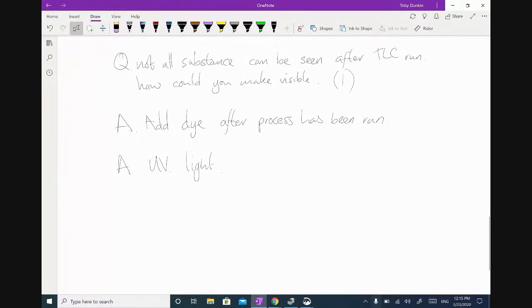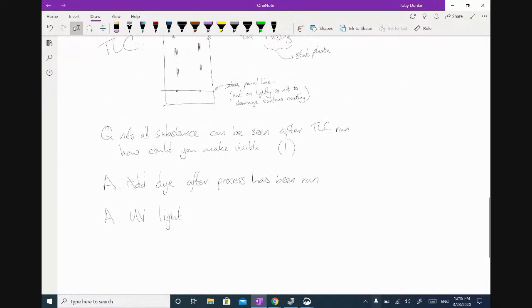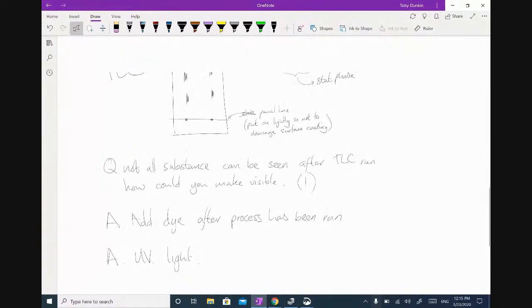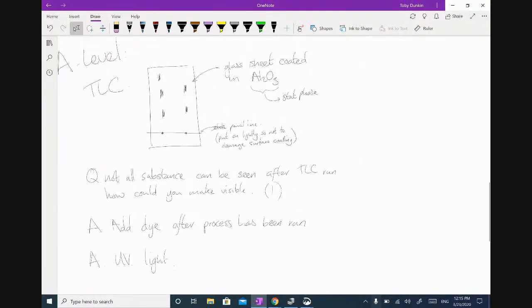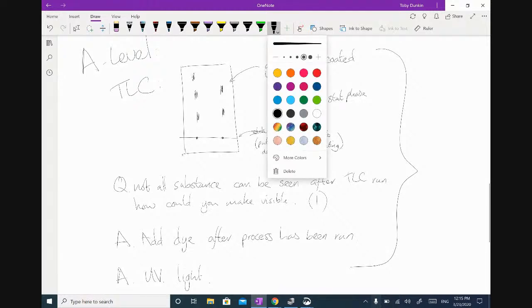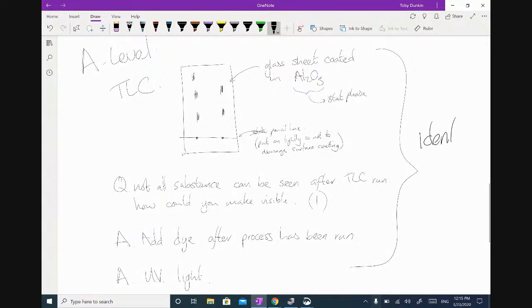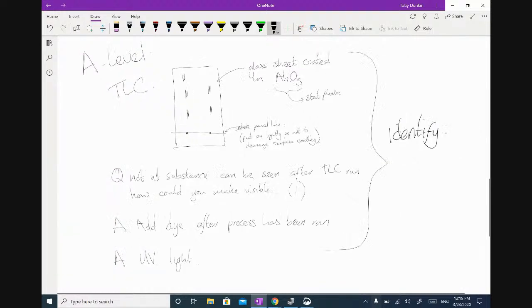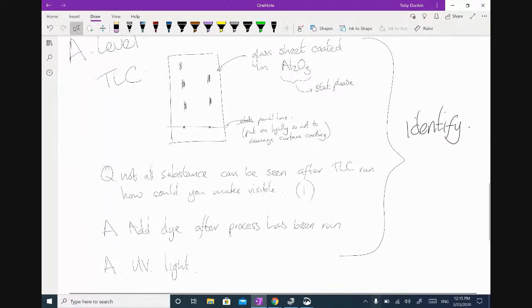Okay, so I think most of you will already realize that TLC has a very specific function. And that's to identify. I'm going to increase my pen thickness. This is done to identify. It's not really done to separate, because all that's going to happen is it's going to run off the page and you won't really be able to collect them.